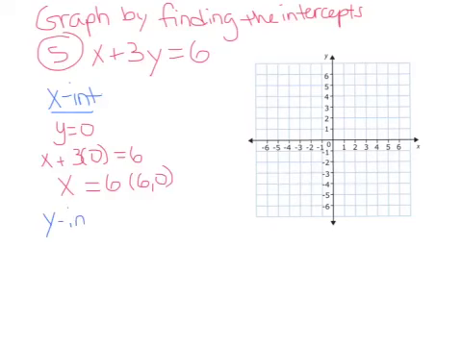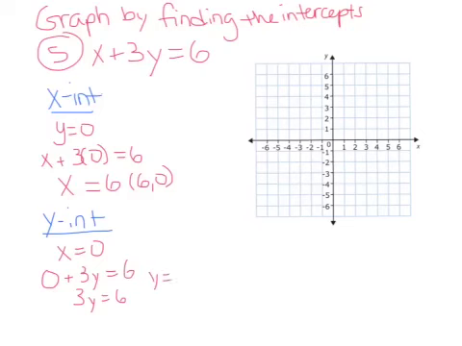Your y-intercept, do the same thing as in the previous problems. You're going to let x equal 0. So you end up getting 0 plus 3y equals 6, or 3y equals 6. And if you divide both sides by 3, you end up with y equals 2. So your y-intercept will occur at 0, 2.